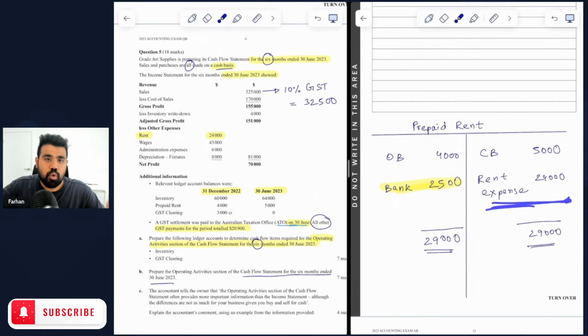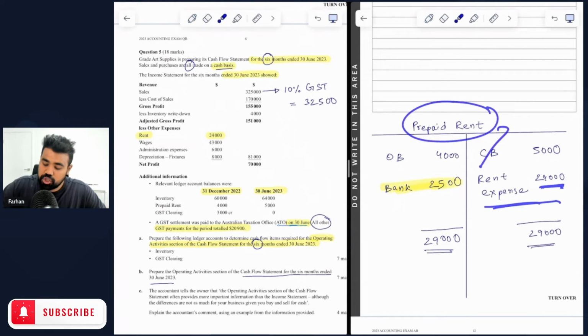But if the amount has already been expensed, this means that the business has already consumed some of the benefits, right? So if the business consumes some or all of the benefits, then what's going to happen to the prepaid rent, which is an asset account? It's going to decrease. So that is why on the credit side of the prepaid rent account, we have shown rent expense of $24,000, which shows the amount that we have consumed in terms of rent and how it reduces the overall balance of the asset. And that is why we are showing it on the credit side to reflect that reduction.